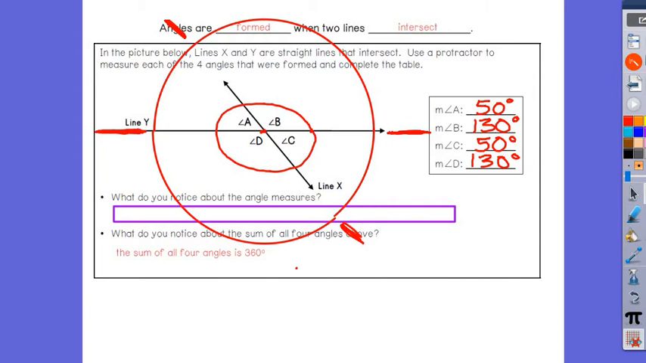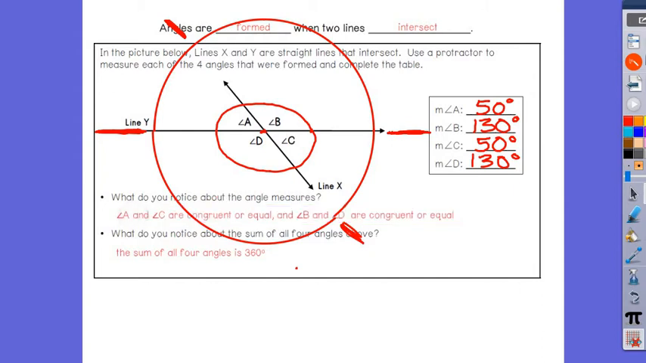Okay. He notices A and C both were 50 degrees. They were the same size. Do they kind of look the same size? Yes. Okay. B and D are across from each other. Do they kind of look the same size? Yes. So there might be a new word for you. A and C are congruent. Congruent means equal. B and D are also congruent.